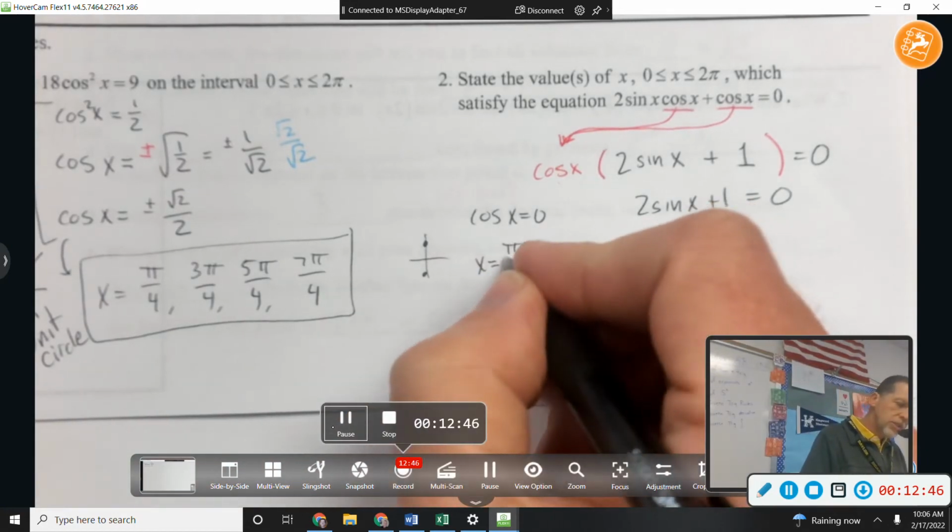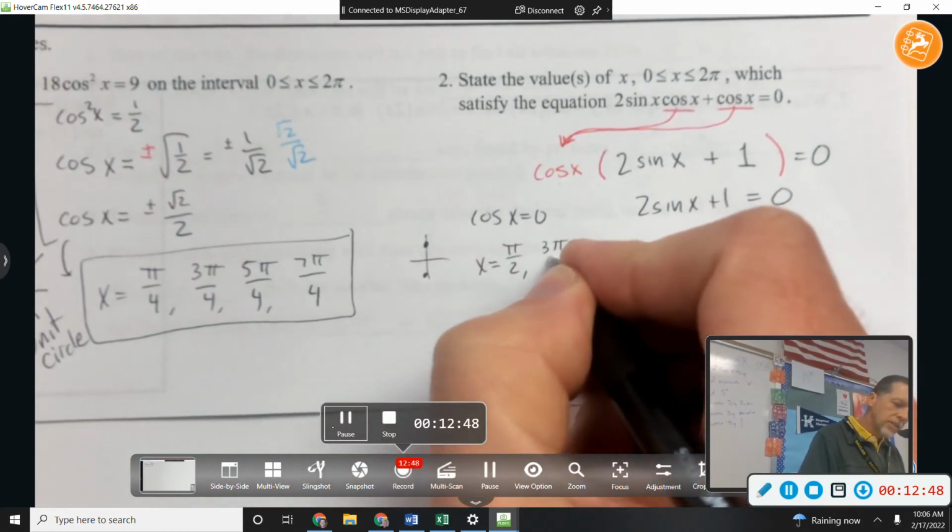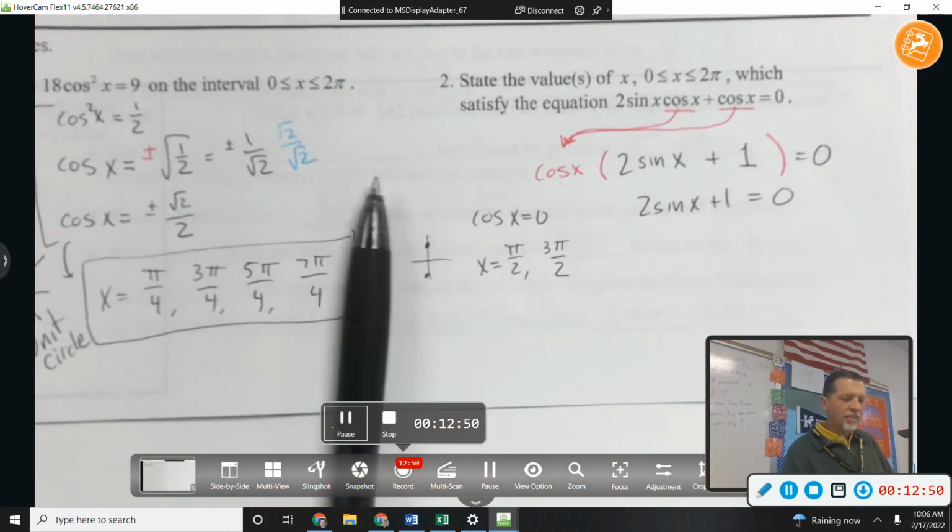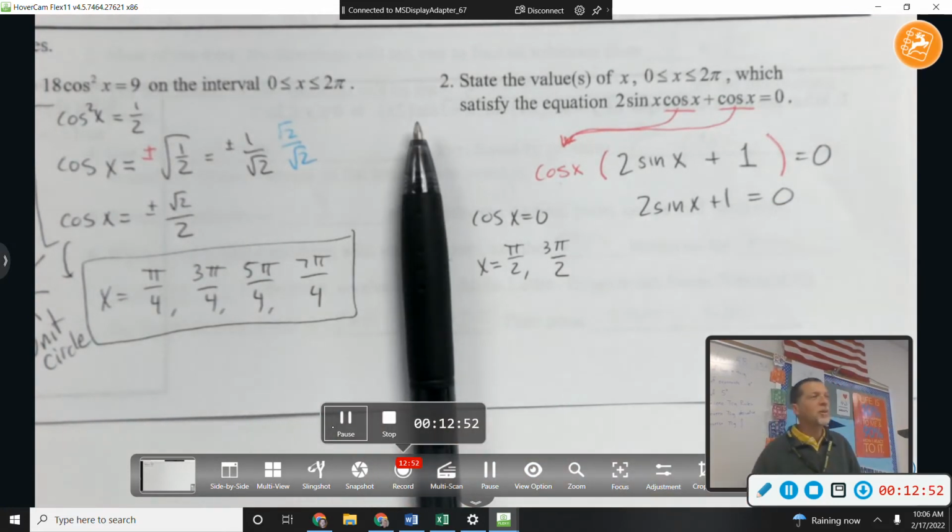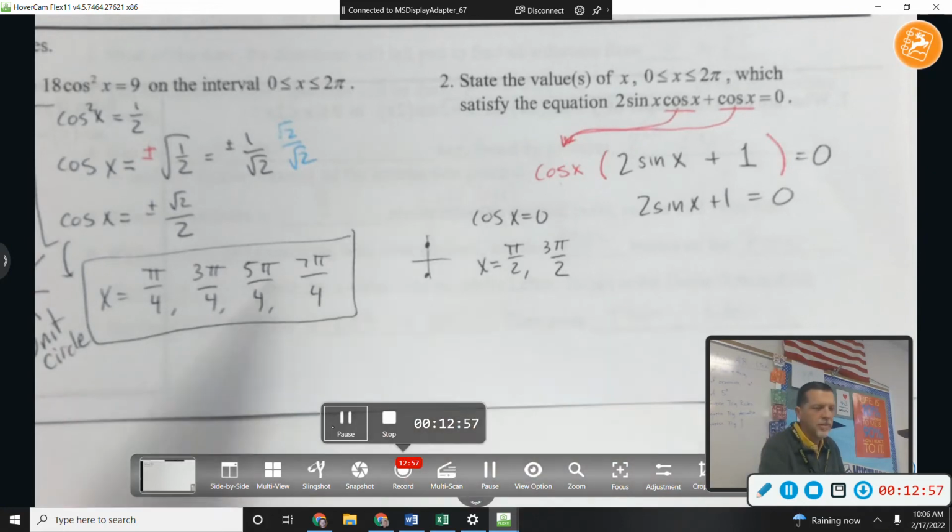Pi over 2 and 3 pi over 2. But some people didn't have that sketch. I guess they just thought in their brain, the top and the bottom. So pi over 2 and 3 pi over 2. So picture not necessary, but maybe helpful.